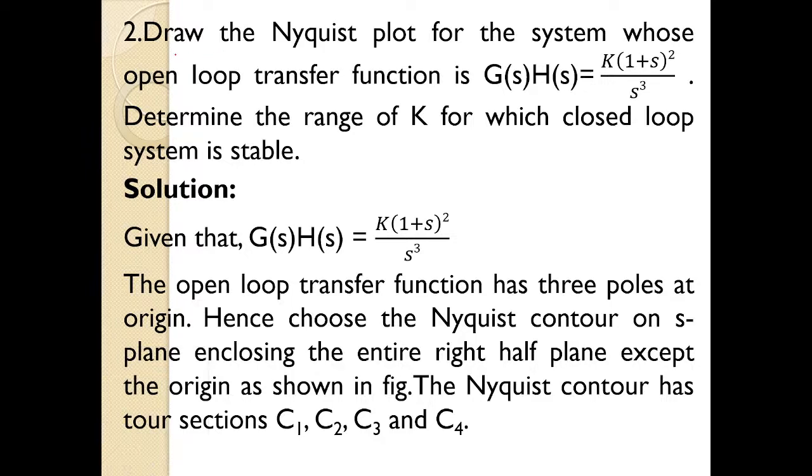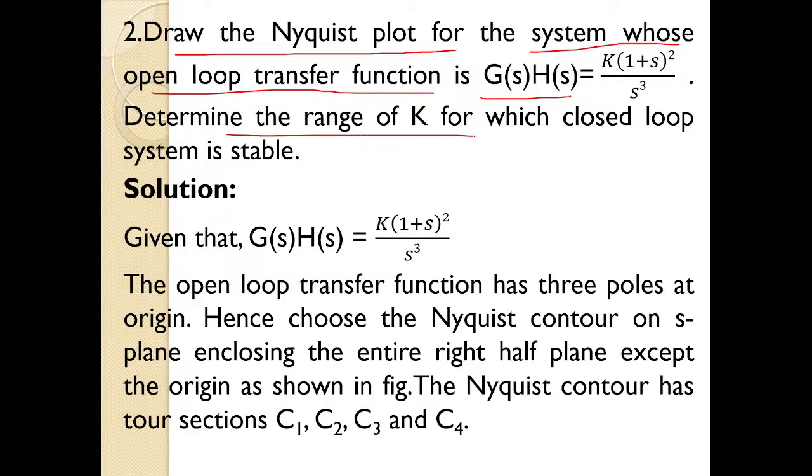In this numerical problem, draw the Nyquist plot for the system whose open loop transfer function is G(s)H(s) equal to K into (1 plus s) whole square by s cube. So this is our G(s)H(s) equation, the open loop transfer function that is given. So we have to determine the range of K.